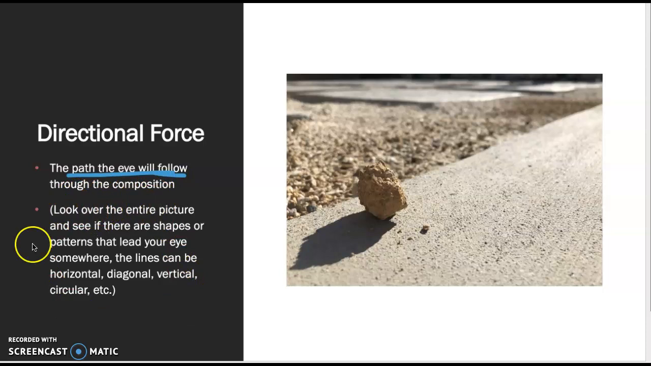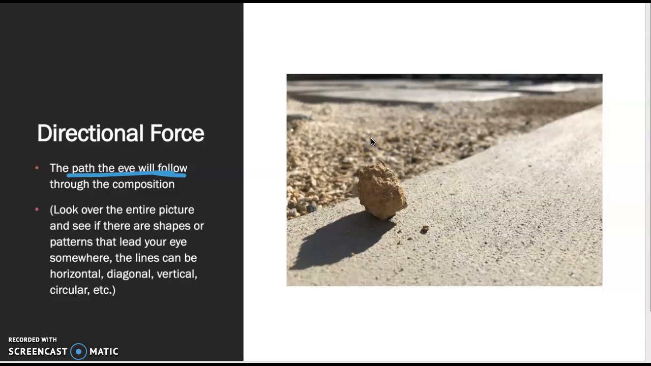Now here's just some information. Look over the entire picture and see if there are shapes or patterns that lead your eye somewhere. The line can be horizontal, vertical, diagonal, circular, etc. Now let's go ahead and look at our other vocabulary terms. This would be representational art because it looks like reality, right? We understand this is a rock, this is some concrete, and then this is some life over here of rocks and different types of forms of the ground.